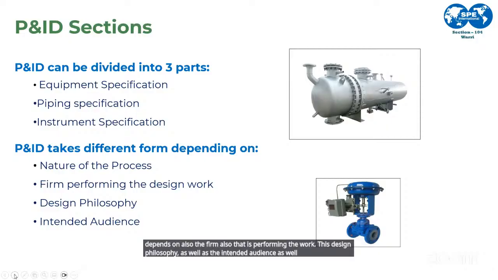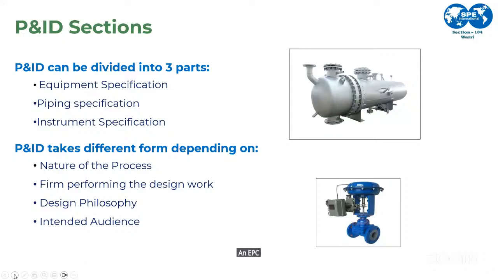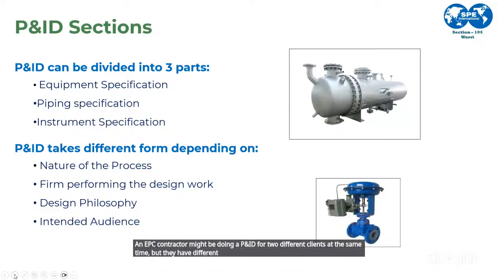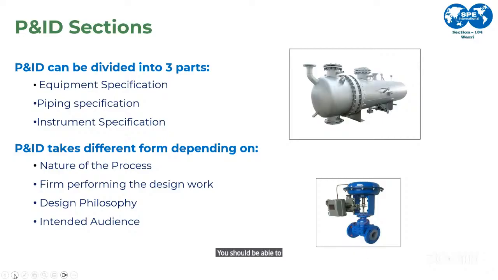Because, for example, an EPC contractor might be doing a P&ID for 2 different clients at the same time, but they have different preferences. They have different ways in which they want their P&IDs to be captured. So as a drafter of a P&ID or a process engineer or a piping engineer, you should be able to also speak to different influences.